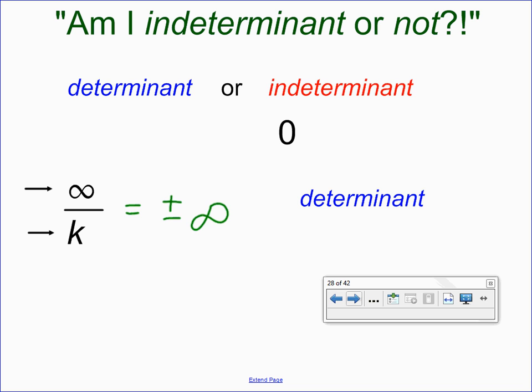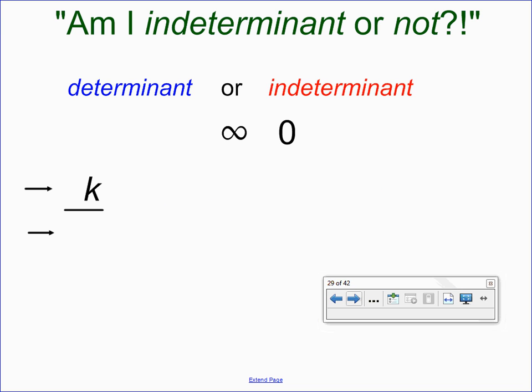What about a quantity approaching a constant over a quantity approaching infinity? Determinate or indeterminate? Determinate, right? This is definitely determinate, and we saw how this is going to shrink towards 0. So this is determinate and it equals 0.